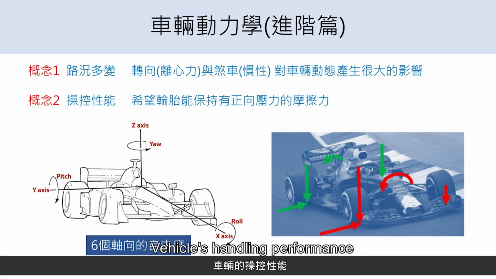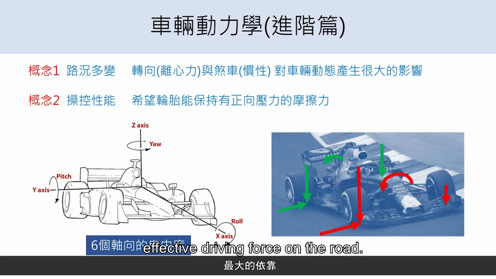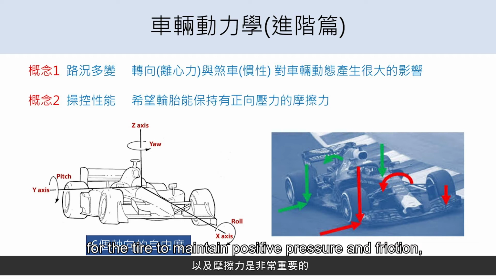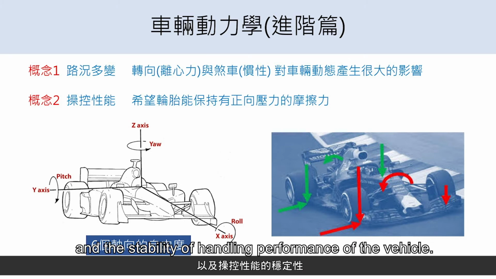Concept 2. Vehicle's handling performance. The tire is the greatest reliance on which the vehicle can maintain the safe and effective driving force on the road. Therefore, it is very important for the tire to maintain positive pressure and friction, which is related to the driving safety and the stability of handling performance of the vehicle.